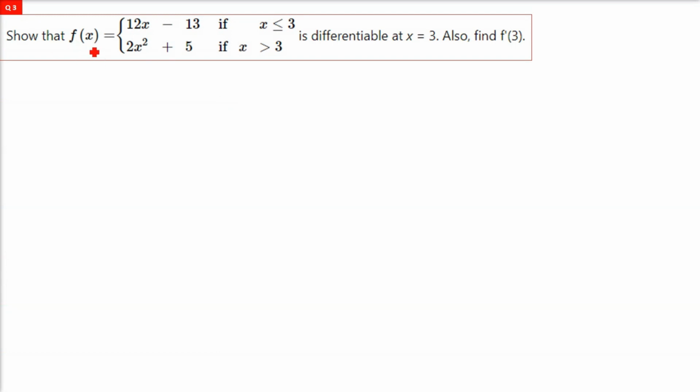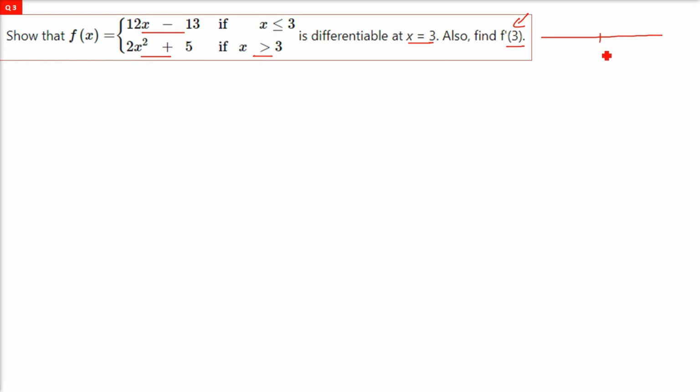Show that f(x) is equal to these two functions when x is less than or equal to 3 and x is greater than 3. So there are two functions here and we have to show that they are differentiable at x equals 3. Also we have to find f dash 3, that is the derivative of this function.